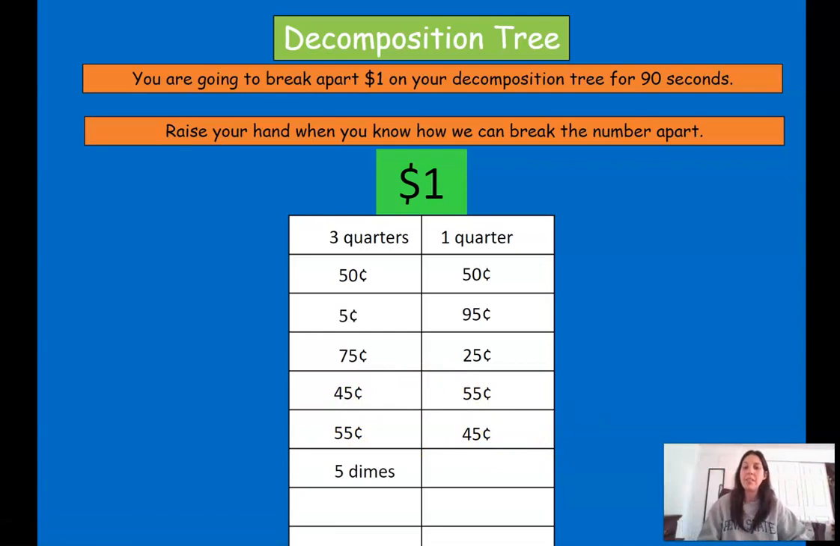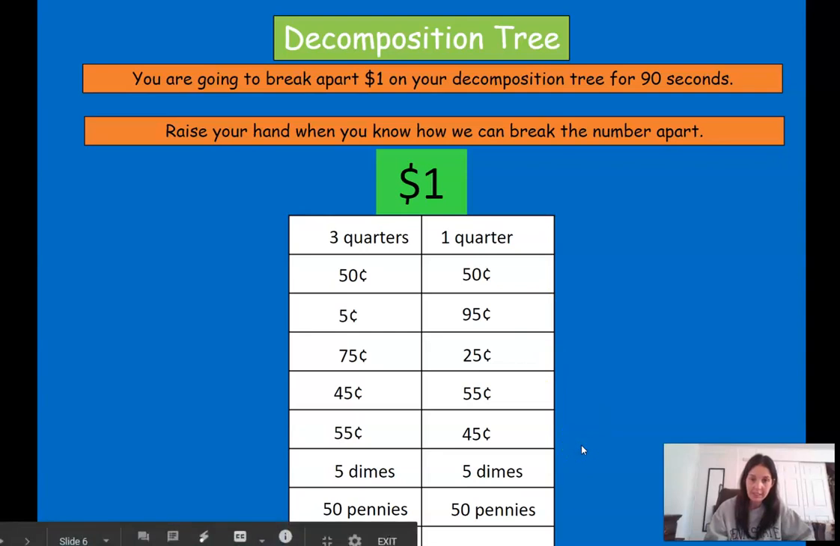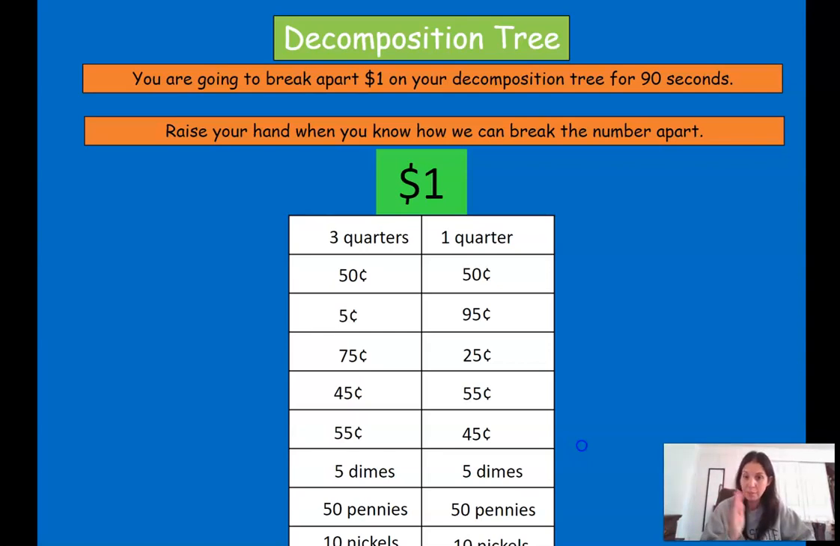What if you have 5 dimes? If you have 5 dimes, how much more do you need to get to $1? 5 dimes. You can count by 5s all the way up to 100. What if you have 50 pennies? How many more pennies do you need? 50, right? 50 plus 50 equals 100. Last one, we can't see it. 10 nickels. We have 10 nickels. We need 10 more nickels to get to 100. 10 nickels equals 50, and another 10 nickels equals 50 cents.